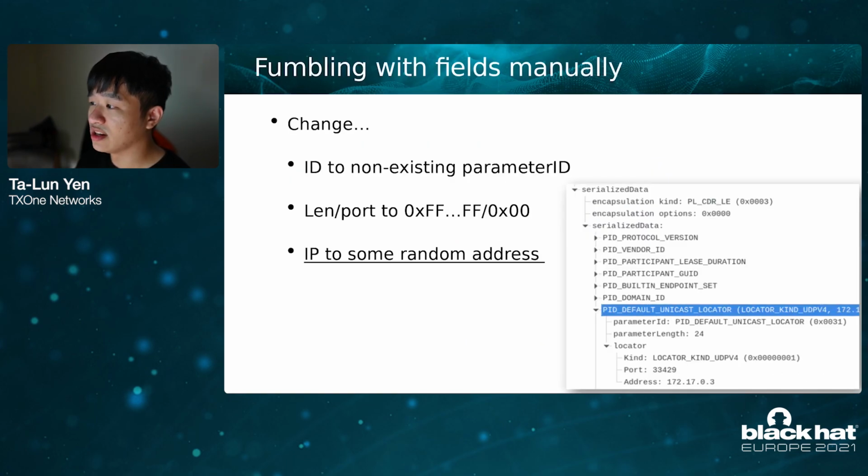And in this case, we broke the spec. So what we did basically is we copied the RTPS payload from Wireshark and pasted it into Python and used pwntools to set them. Then we randomly fumbled with some of the fields, like changing IDs to non-existing IDs, maybe changing length and port to either very large or very small values or even zeros. And what we did is we changed the IP to some random addresses.